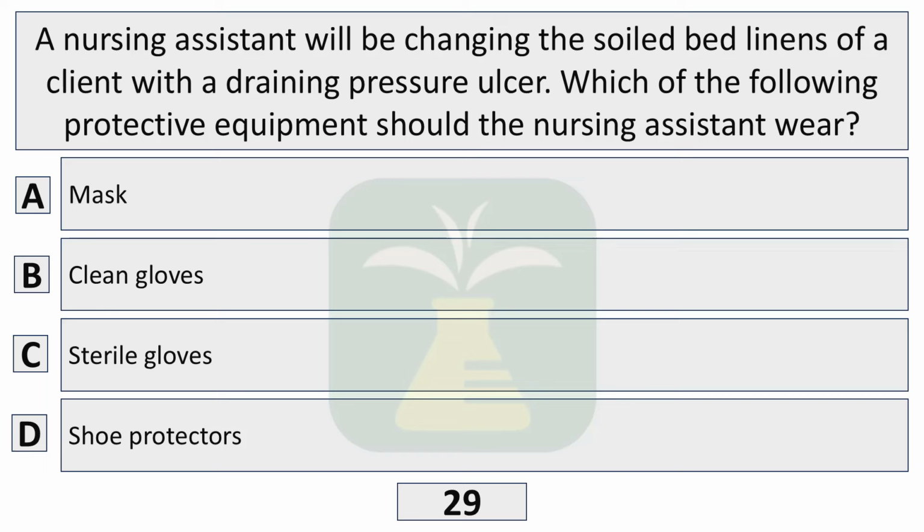A nursing assistant will be changing the soiled bed linens of a client with a draining pressure ulcer. Which of the following protective equipment should the nursing assistant wear? A. Mask. B. Clean gloves. C. Sterile gloves. D. Shoe protectors.